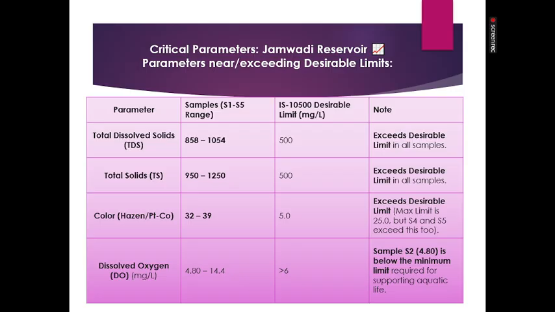The color, in Hazen units, 30 to 39 and desirable limit 5.0, exceeds the desirable limit. Maximum limit is 25 but S4 and S5 exceed this too. The dissolved oxygen was found to be 4.80 to 14.4 and desirable limit is more than 6. The sample is below the minimum limit required for supporting aquatic life.